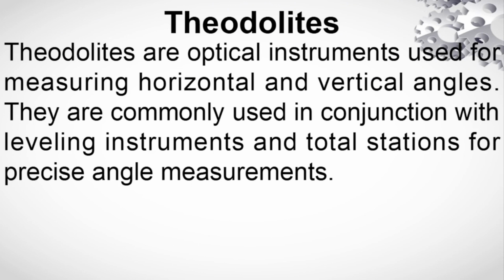Then the next one we'll talk about is the theodolite. Theodolites are optical instruments used for measuring horizontal and vertical angles. They are commonly used in conjunction with a leveling instrument and a total station for precise angle measurements. So that's the use of a theodolite. It's used to measure both horizontal and vertical angles.